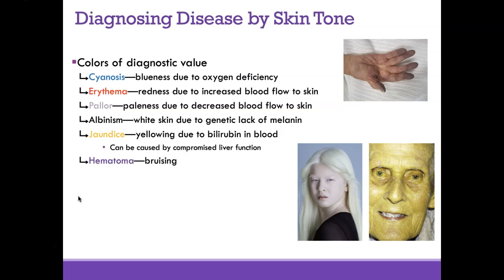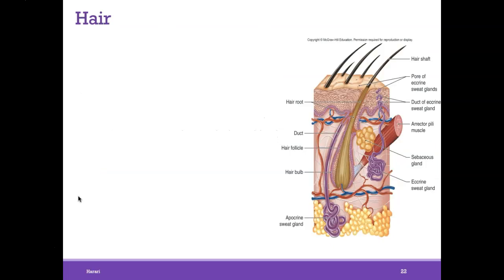And finally, we'll talk about a hematoma, which is a bruise. Basically just a mass of clotted blood that can show through the skin. And that can happen if you fall very easily, but it can also be because of a metabolic or nutritional disorder. So now we will talk about some accessory organs of the skin, starting with hair.